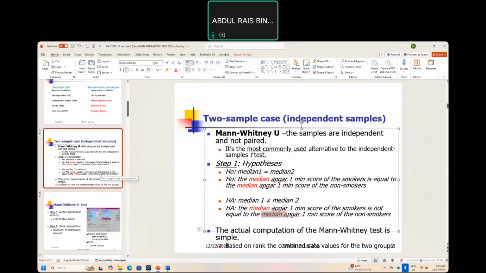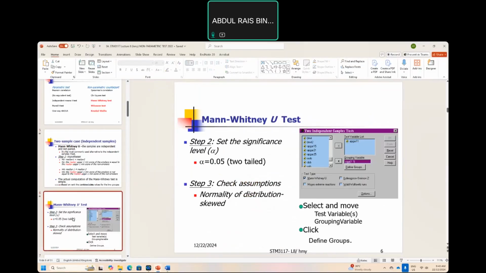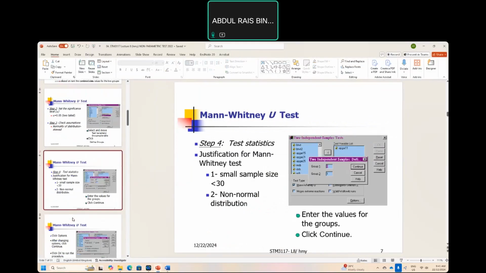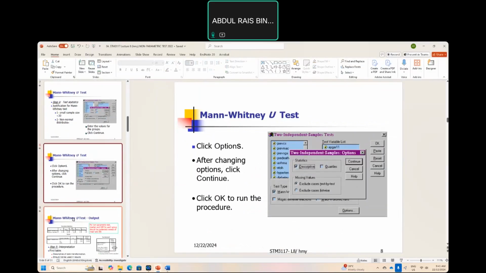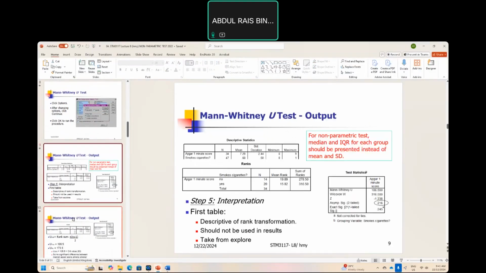Okay. Now let's see how calculation is done for this test. This is how it's been done in SPSS. We will hands-on this on Tuesday. Sama juga macam t-test, you can declare what are the groups. Alright, so this is the output yang akan keluar.